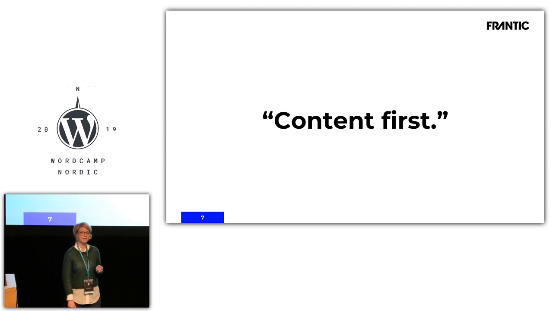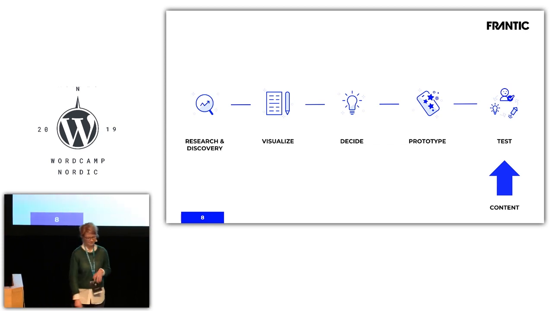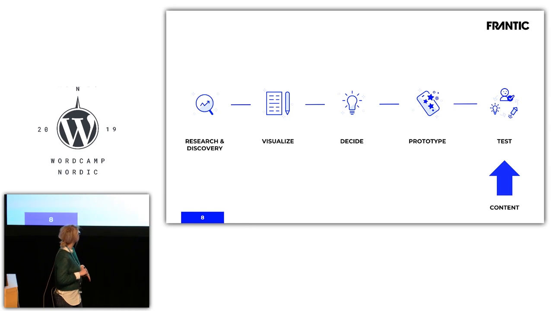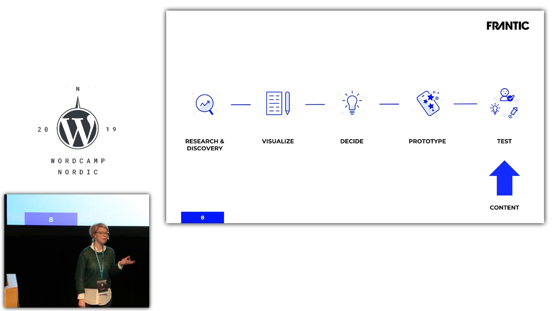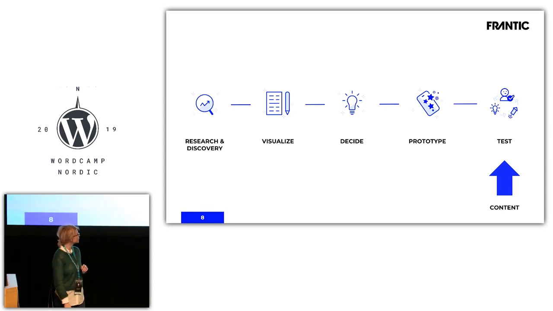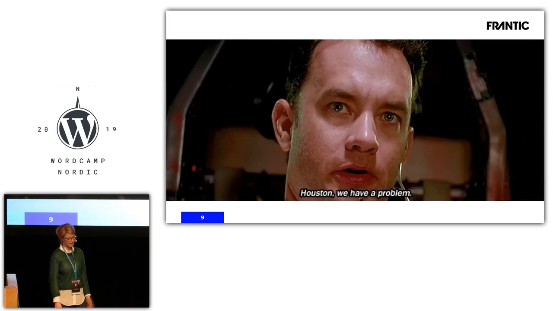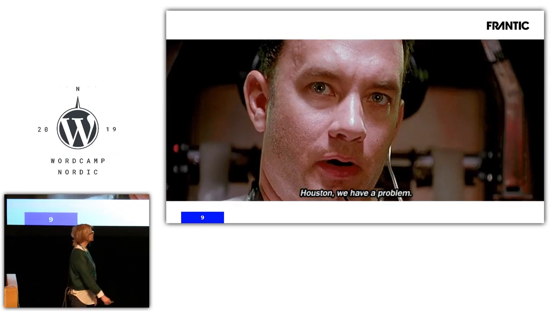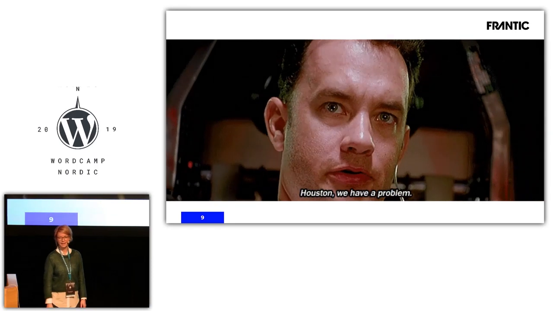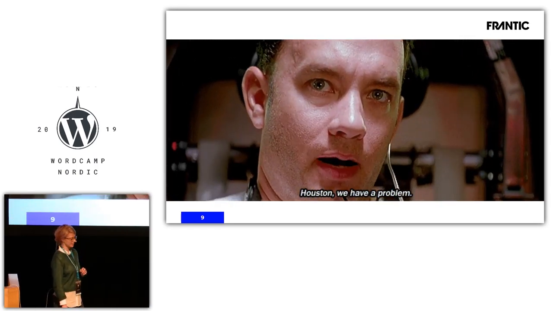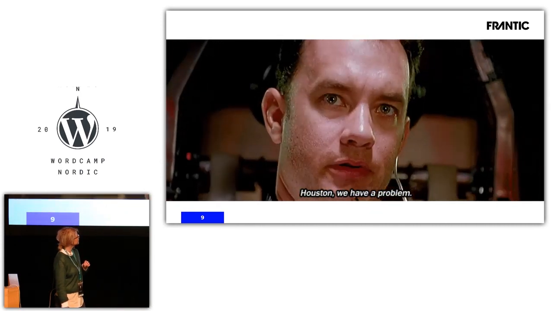When we think of a normal design process, I think it normally looks like this. We do research and discovery. Normally a designer is here in the beginning. We visualize, decide, prototype, we test. Sometimes we are coding when the content comes in. I think this is a quite familiar design process for you, and it sometimes happens to me also. And if we design like this, then I have to say that, yes, we really do have a problem. I'm going to highlight two of the biggest problems that come with this kind of design process.